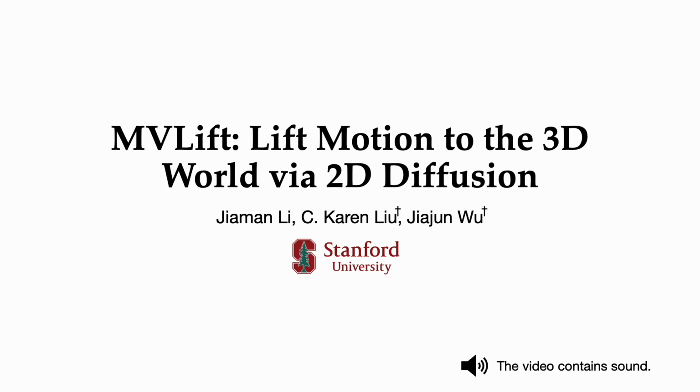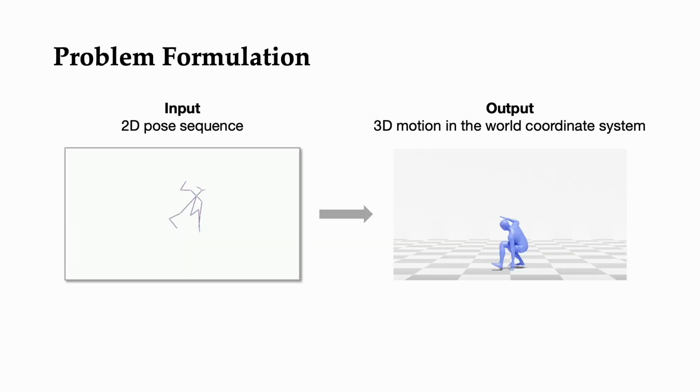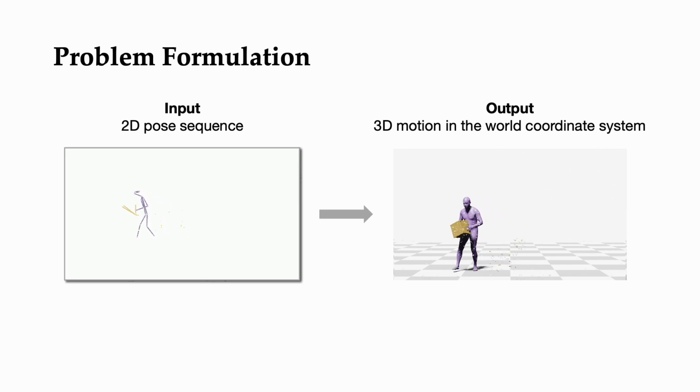We present MVLift, an approach that generates 3D motion without training on any 3D motion data. Our framework only needs 2D pose sequences extracted from monocular videos. Given a 2D pose sequence, MVLift estimates complete 3D motion, including joint rotations and root translations, and our approach is applicable across various domains like human poses, human-object interactions, and animal poses.